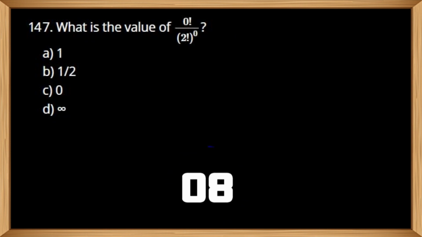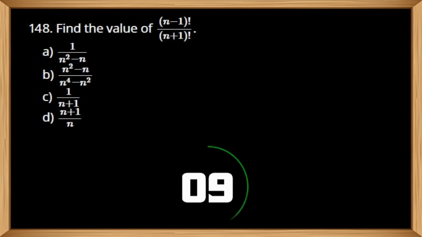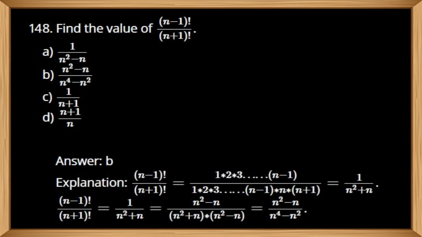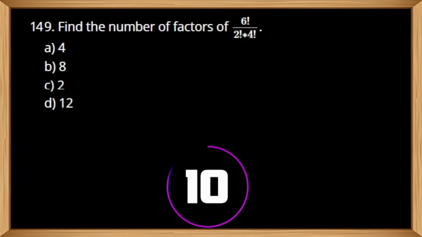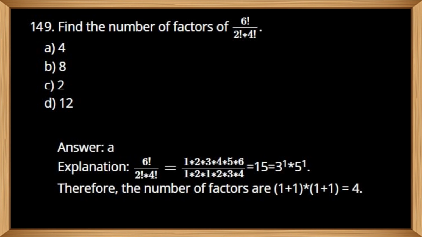What is the value of 0 factorial by 2 factorial power 0? Option A: 1. Find the value of n minus 1 factorial by n plus 1 factorial. Option B: n square minus n by n power 4 minus n square. Find the number of factors of 6 factorial by 2 factorial plus 4 factorial. Option A: 4.